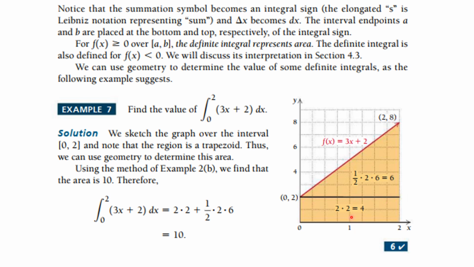So the area of the rectangle is 2 times 2, and the triangle is 1/2 the base times the height. Again, the base is 2, and this height is 6 because you go from 2 to 8. So 1/2 times 2 times 6 is 6. We add those two numbers together, 6 and 4, and we get 10.